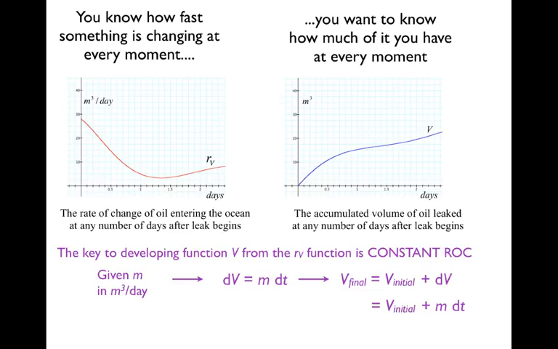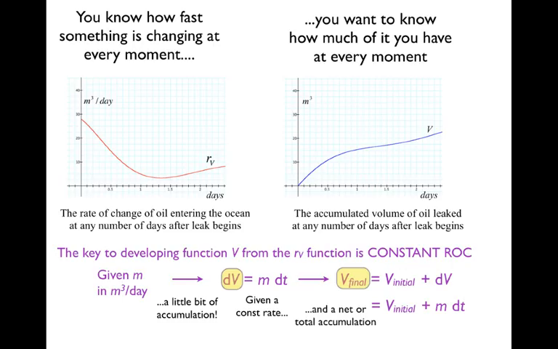You know how fast something is changing at every moment. You want to know how much of it you have at every moment. So given a constant rate, at any particular moment we can assume essentially a constant rate, and we can calculate a little bit of accumulation using dy equals m dx, or in this case, dV equals m dt. And then with dV, we can get a net or total accumulation, V final. So these core ideas that we talked about in week 2 or even week 1 of the class are now our central tools for this endeavor.